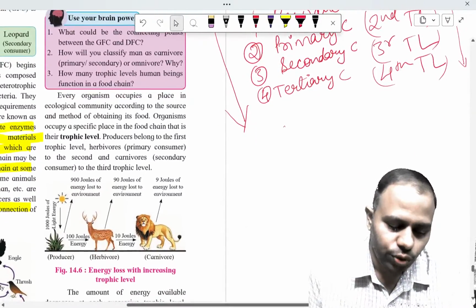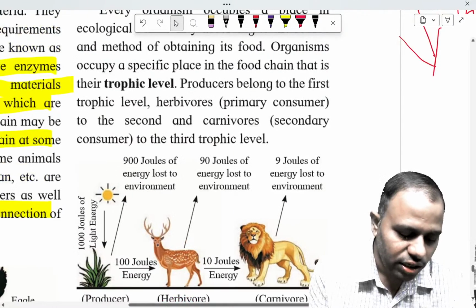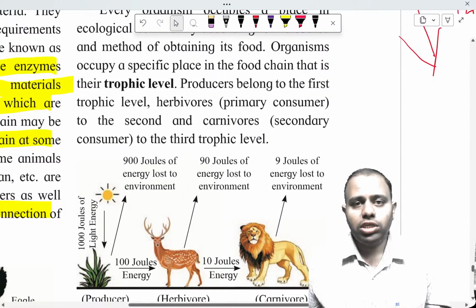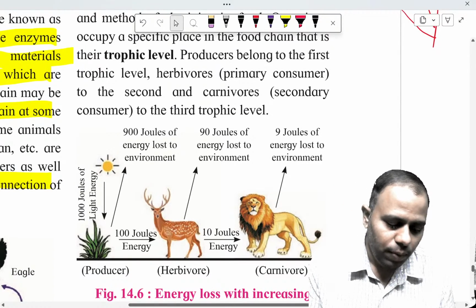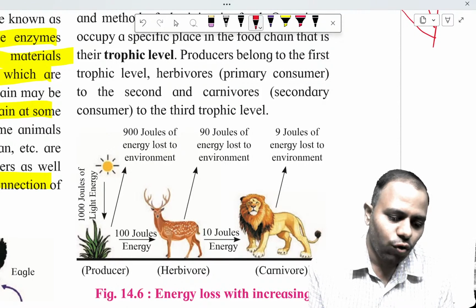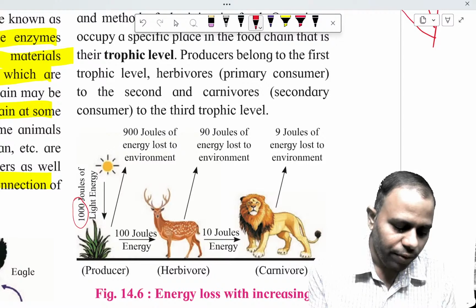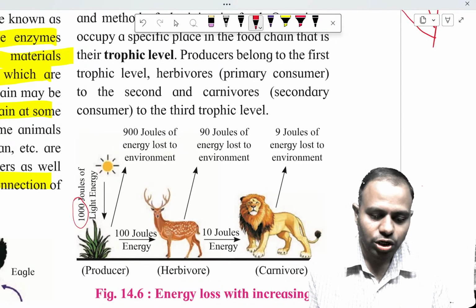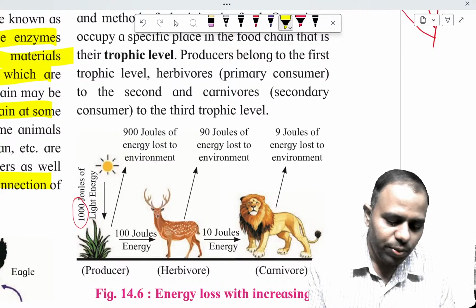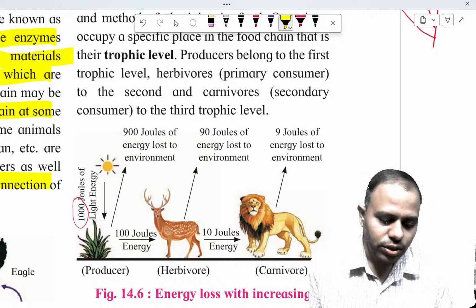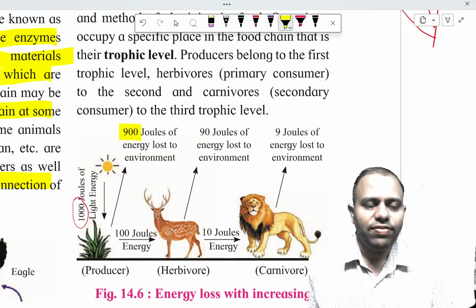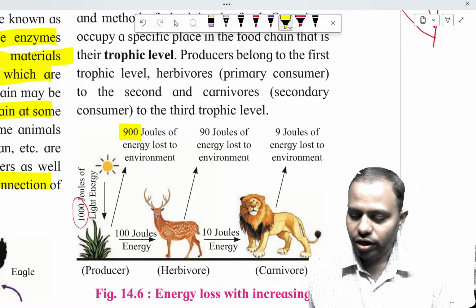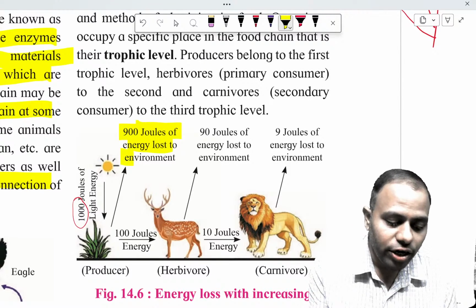So that is what is shown to you here using an example. From the sun's energy, suppose the total photosynthetically active radiation that is absorbed by plants is 1000 joules. It is marked over here. Now this energy is present in plants. When the plant grows, it respires and performs various functions, and all of this leads to the loss of 900 joules of energy to the environment.